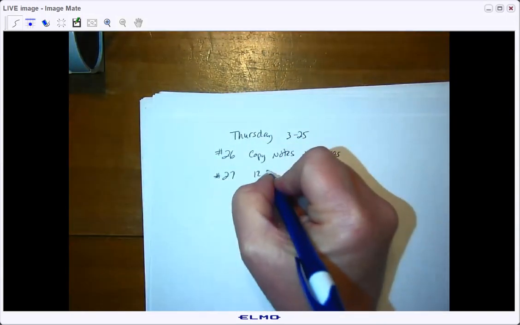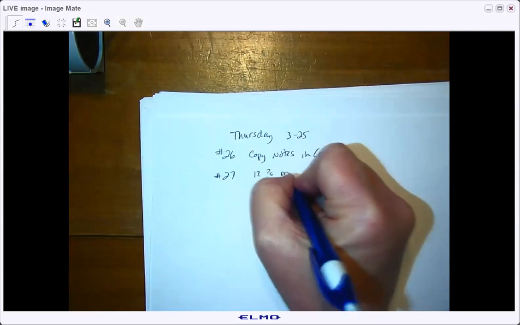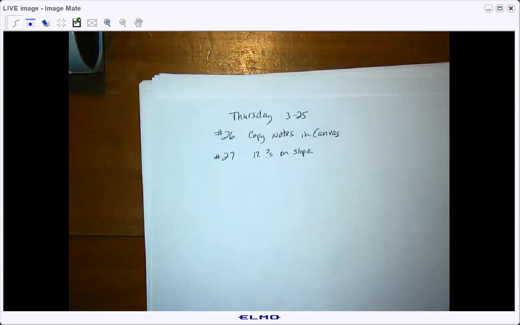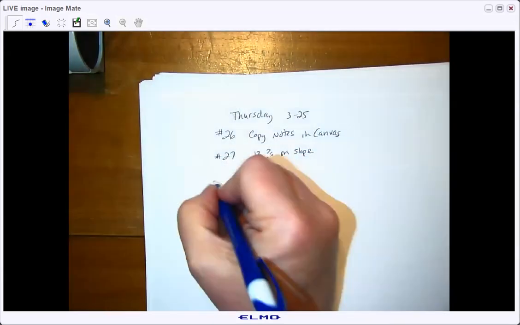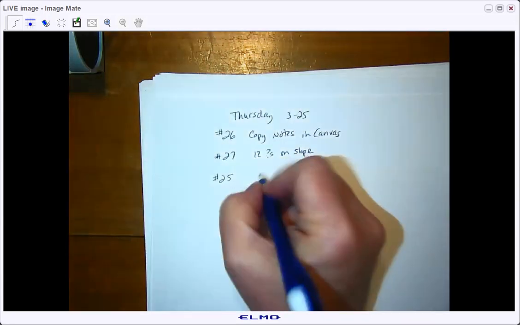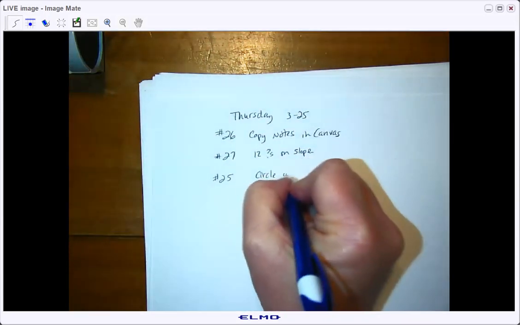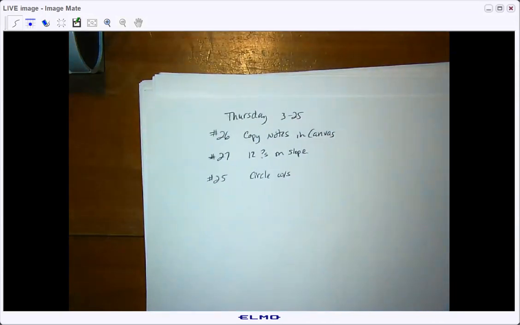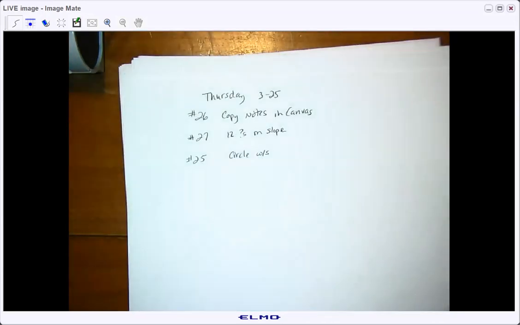And then 27 is 12 questions on slope. Okay, that's the assignment. 25 was the circle worksheet that we're going to go over right now. Okay. So let's do an example of slope.